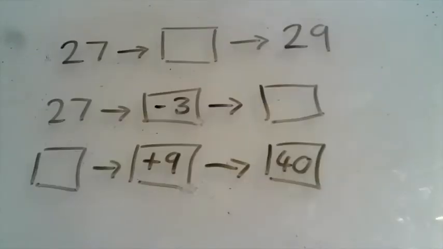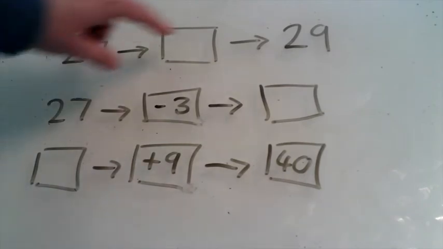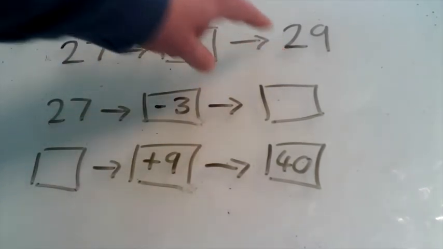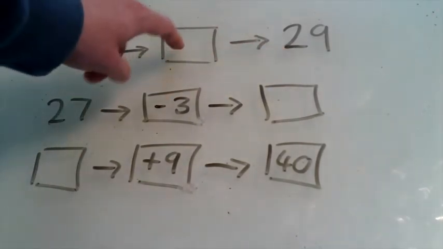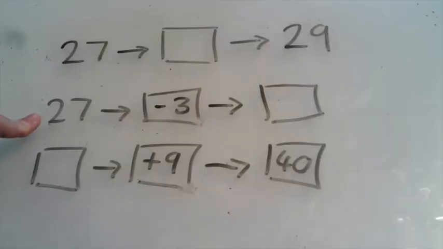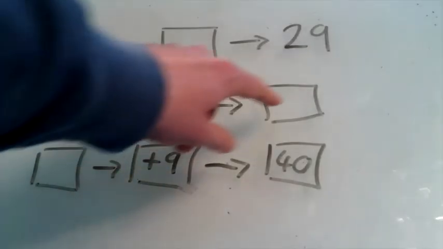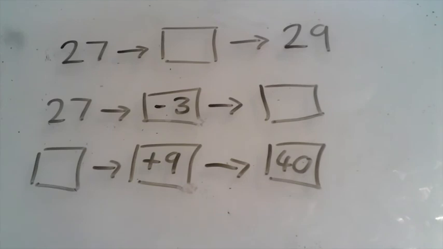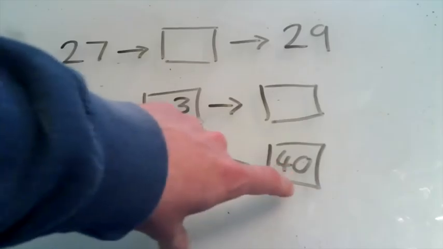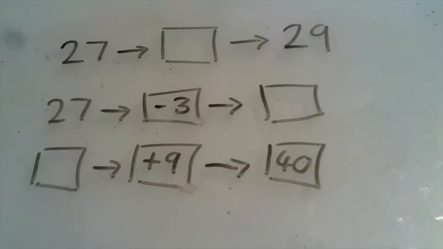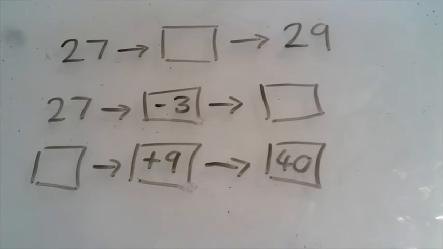What I want you to have a go at doing is trying to work out what goes into each of these blank boxes. So for this one we've got 27. Something happens to 27 to make 29. Can you work out what goes in that box? This one we've got 27 minus 3. Can you work out what goes in that box? And this one we've got something, add 9 equals 40. So can you work backwards from 40 to work out what goes into this box?